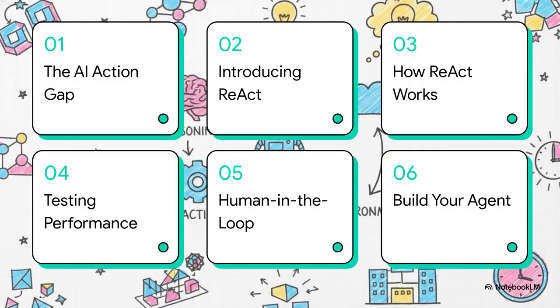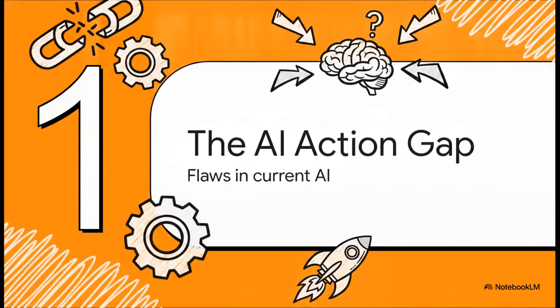Well, here's our blueprint for today. We're looking at 1. The AI action gap. 2. Introducing ReAct. 3. How ReAct actually works. 4. Testing the performance. 5. Human-in-the-loop control. And finally, number 6. Building your own agent. All right, kicking things off with Section 1, the AI action gap.